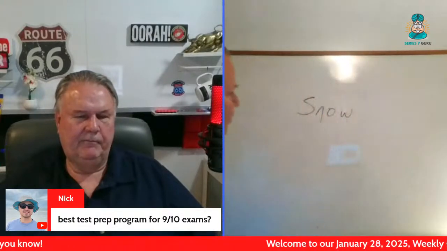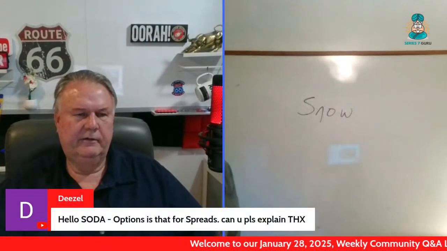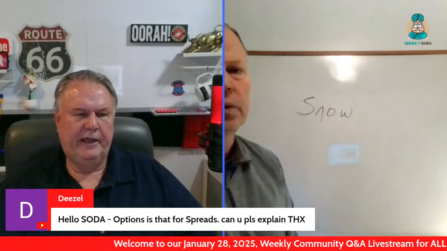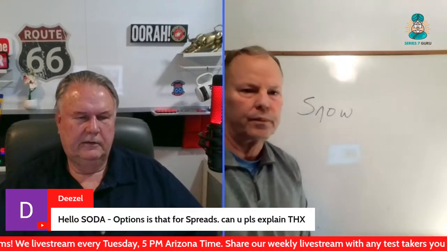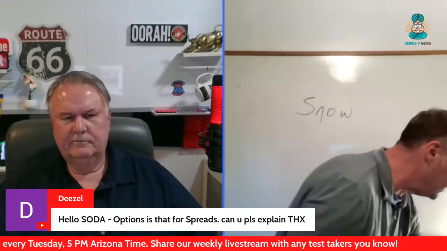Nick, I would use the mnemonic. I'm a big fan of mnemonics for that. Same option, different action. SODA is for spreads. Same option: call, put, call spread, put spread. That's what SO means, same option. Different action means buy, sell. So a call spread is same option, call. Different action, you're buying and selling. Now, there you go.